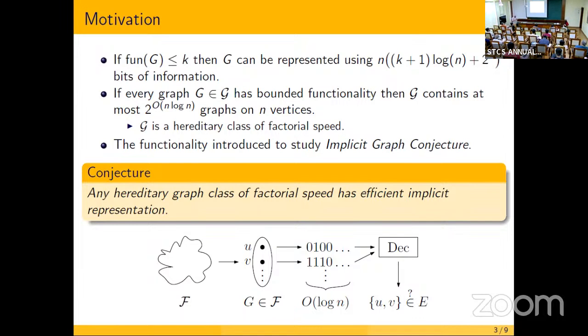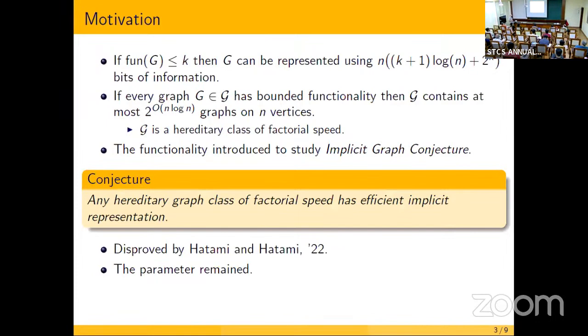So you can see that the flavor is similar: you have some information, and from that you should deduce if there is an edge or not. However, this conjecture was recently disproved, but the parameter remains. First, we were interested in the conjecture. Then we realized it's too hard for us, so we started to study the parameter, the functionality. So what does factorial speed mean?